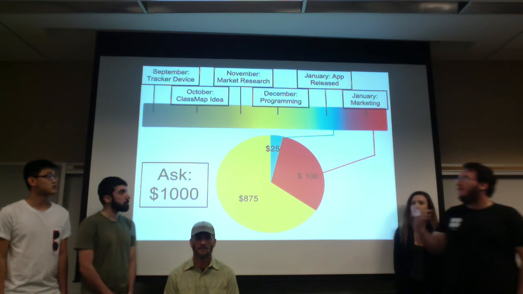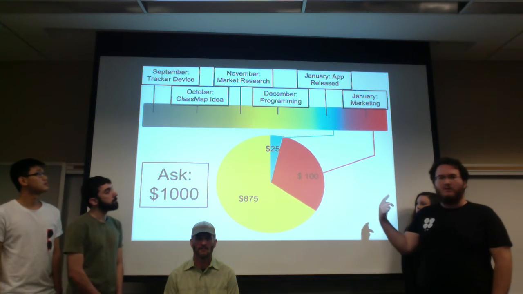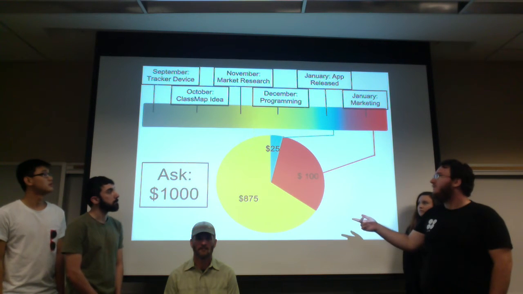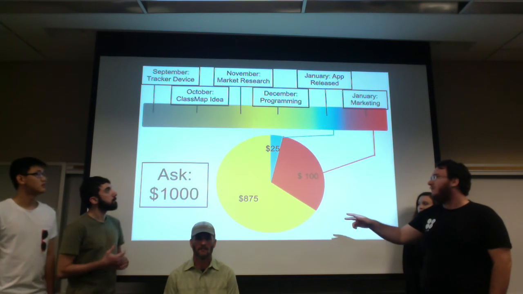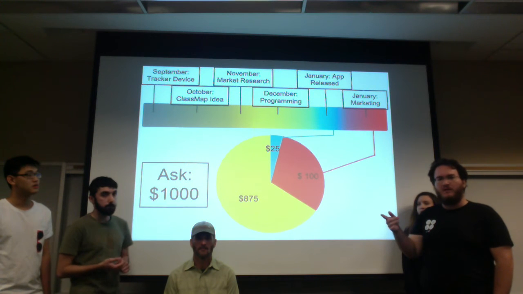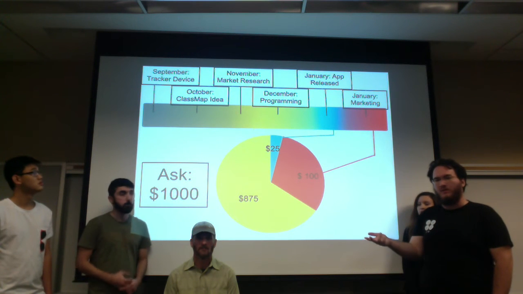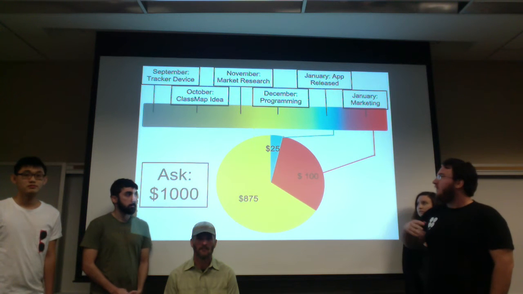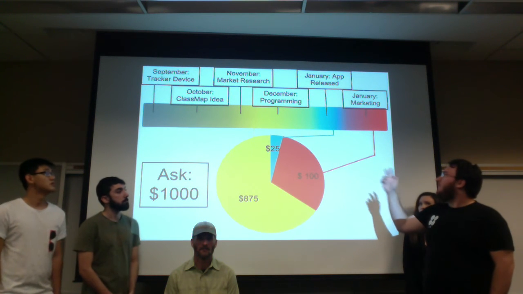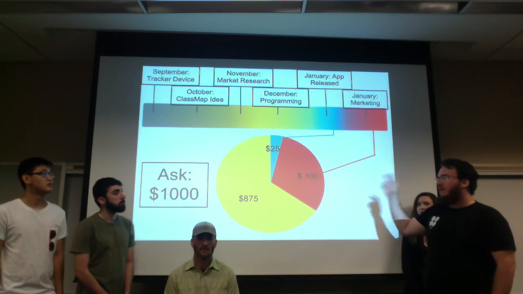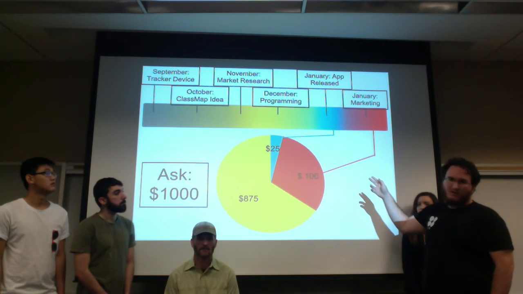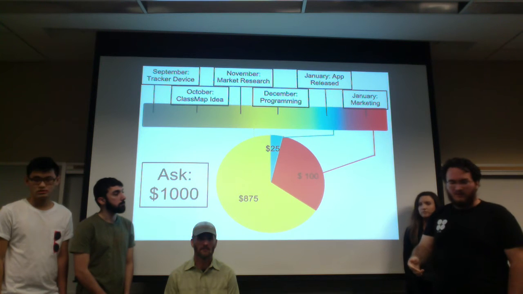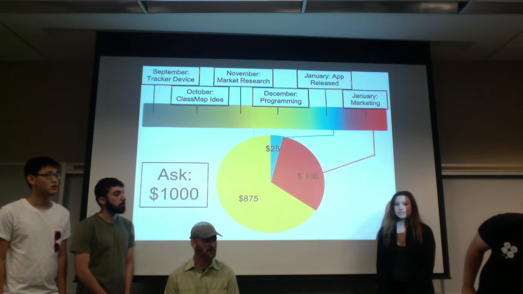And here we have a brief overview of where we were and where we're going to go, and the breakdown of costs. We're asking for $1,000 because a lot of programming needs to be done in order to be competitive with Google Maps, even with the plans for integration. We plan on having a release sometime around January, and then having post-release advertisement.